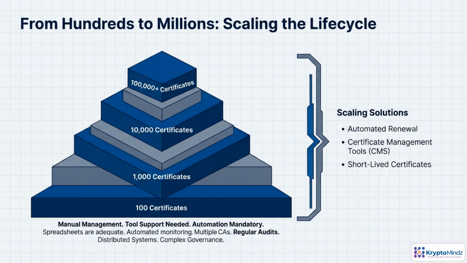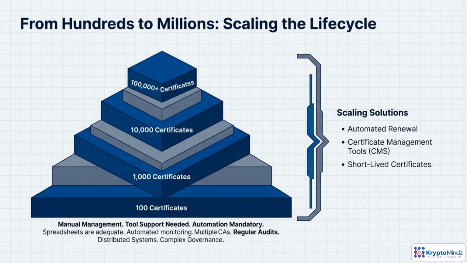As long as you have only a few hundred certificates, you can usually survive with manual processes, spreadsheets, and some basic checks. But as your environment grows into thousands or tens of thousands of certificates, everything changes. Expiry becomes a constant risk. Outages become more likely, and human-driven workflows simply can't keep up with renewals, key rotations, and policy checks.